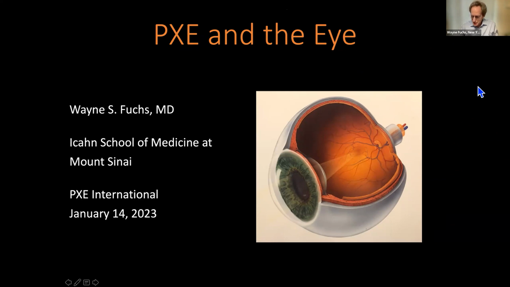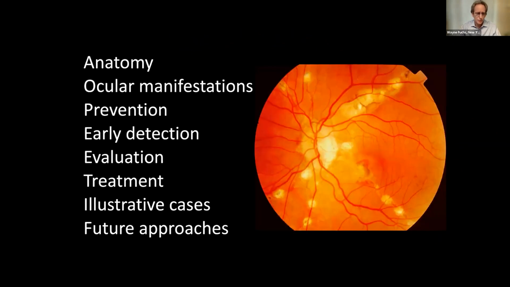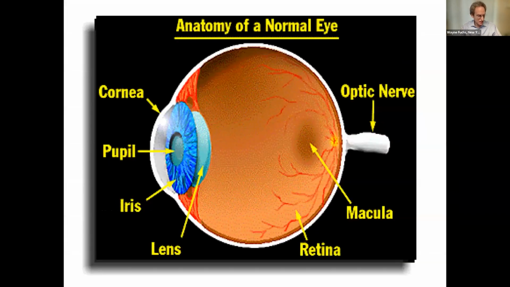So in my talk today, I'd like to discuss how PXE affects the eye. I will try to describe for you the anatomy of the eye, the ocular manifestations of PXE, ways to prevent disease complications, methods for early detection of problems that need to be treated, the diagnostic tools that we use to evaluate patients, how we treat active disease. I'll try to illustrate some of these principles with case presentations along the way and share some thoughts about future approaches. Let us begin with the anatomy of the eye.